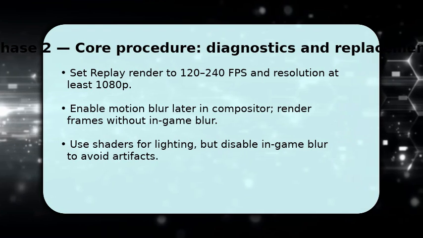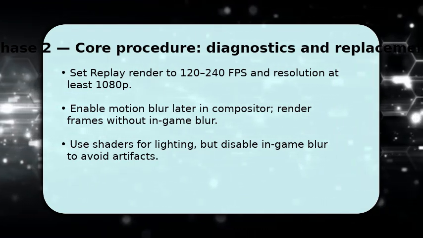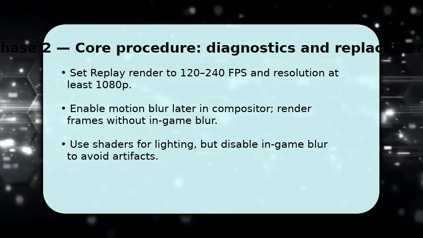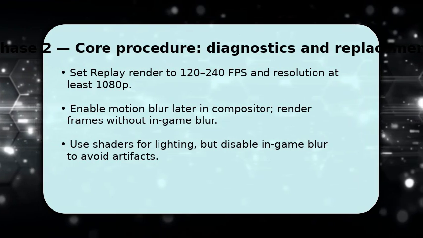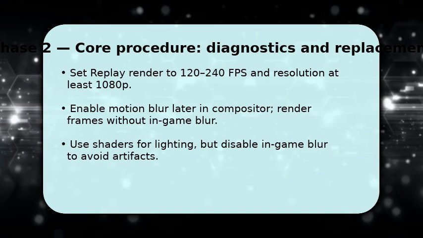Once the sequence is ready, import frames into your compositor or video editor. Make sure shaders are enabled for visual quality, yet keep in-game motion blur off to avoid double blurring. This gives you clean temporal samples for the blur pass. Save renders in a lock.